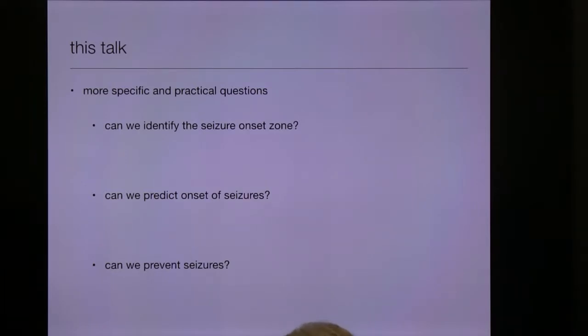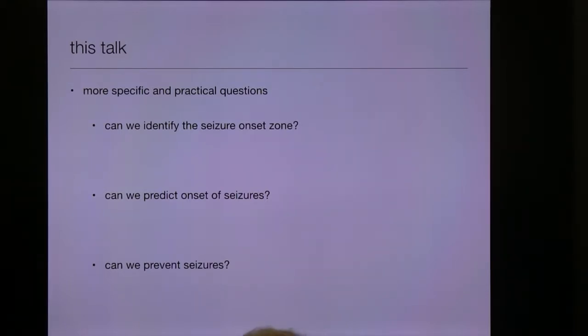Now, in this talk, instead of asking how does a seizure start, how does it spread, how does it end, I'm going to focus on a more specific set of questions. One of them is, can we identify a region where the seizure starts and spreads? We call that region the seizure onset zone. From the recordings, can you identify which population of neurons is responsible for the spread of seizure? It's called the seizure onset zone.